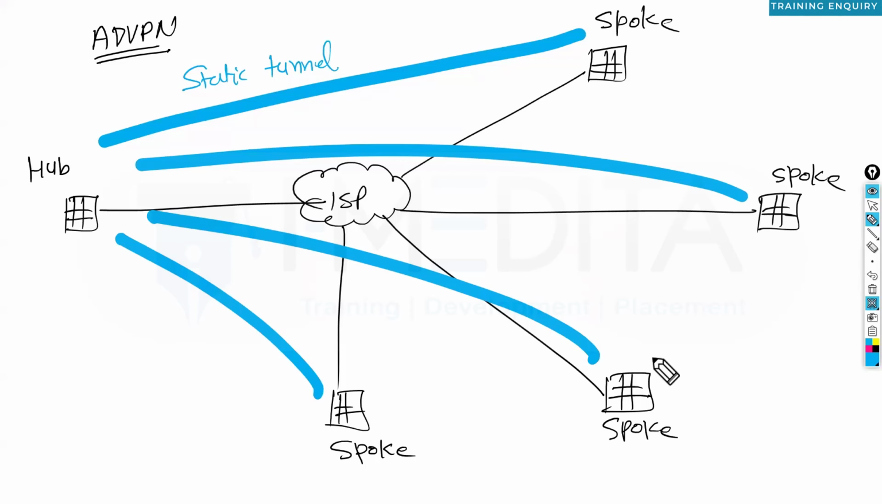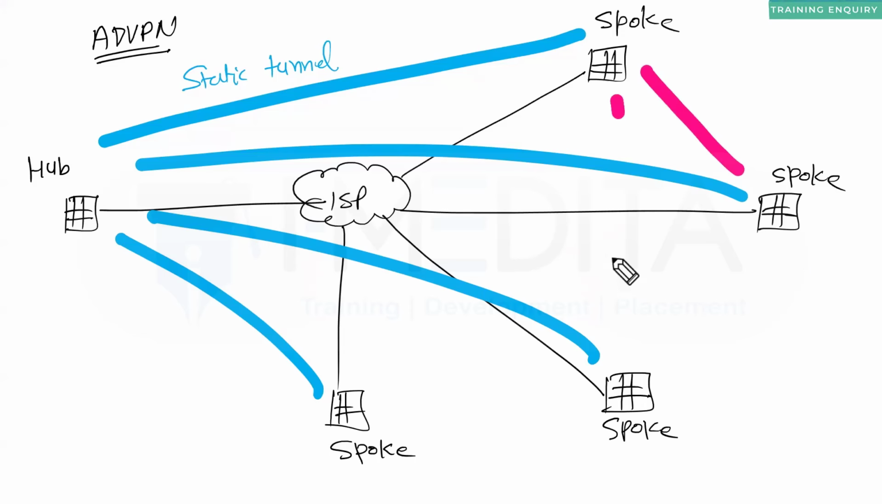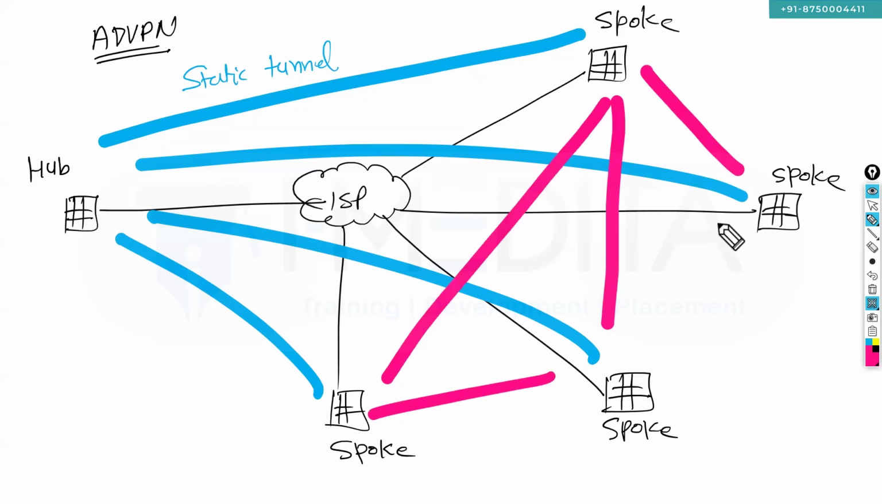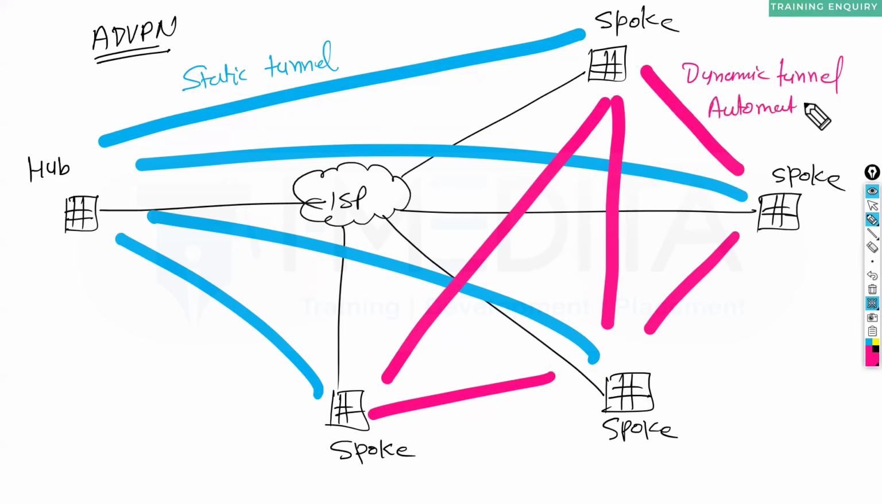But when one spoke wants to communicate with another spoke, they will create a dynamic tunnel automatically. So when one spoke wants to communicate with another spoke, they will communicate with each other with the help of a dynamic tunnel, and this dynamic tunnel will be created automatically. No need to configure it. So what is ADVPN? With the help of ADVPN, we can create a full mesh VPN on FortiGate firewall.